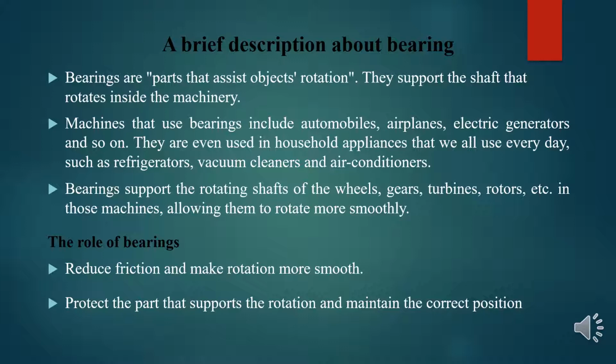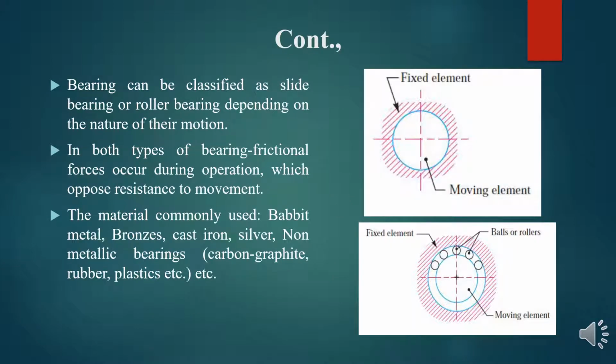The roles of the bearings are, first, to reduce friction and make rotation smoother, and the second one, to protect the part that supports the rotation and maintain the correct position. Bearings are classified depending upon the nature of their motion. First of all, it is the sliding bearing, and second, the roller bearing.